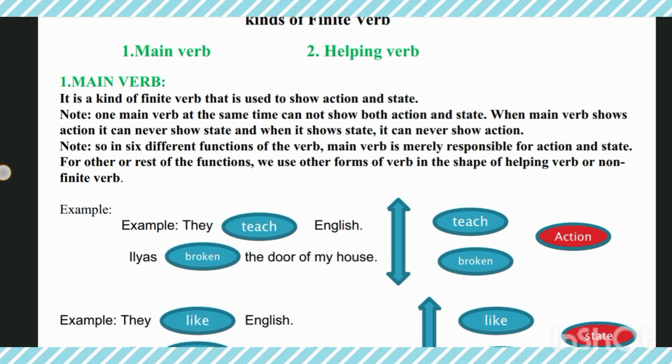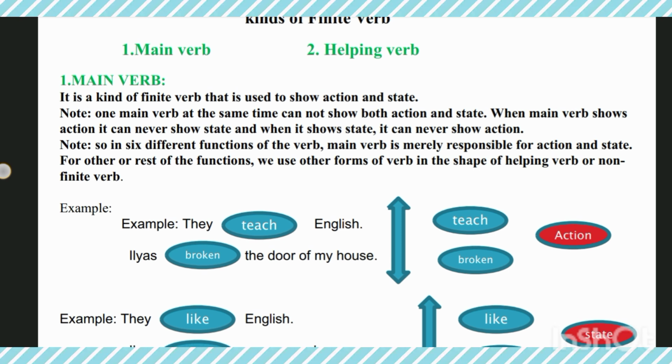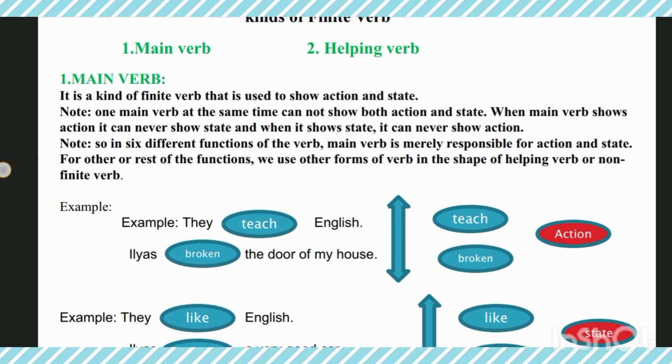In a main verb, they have to show action or state. That we call a finite verb. But a main verb cannot show both action and state at the same time. A main verb at one time can show action or sometimes state. When a main verb shows action, it can never show state, and when it shows state, it can never show action.